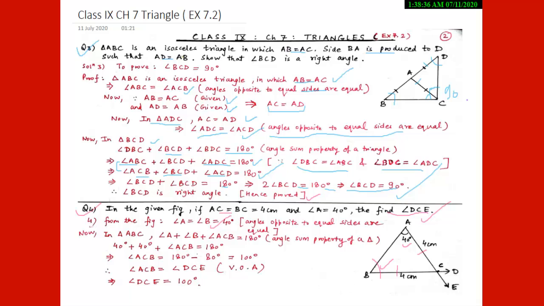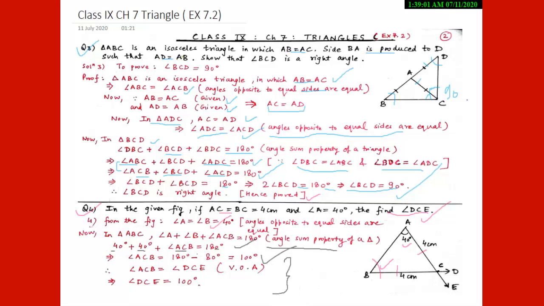So now we will consider triangle ABC, in which we will apply the angle sum property, in which the sum of all angles is equal to 180 degrees. So from here, student, angle A plus angle B plus angle ACB is equal to 180 degrees. So from here, 40 degrees plus 40 degrees plus angle ACB is equal to 180 degrees. Therefore, angle ACB is equal to 180 minus 80 degrees, which is equal to 100 degrees.